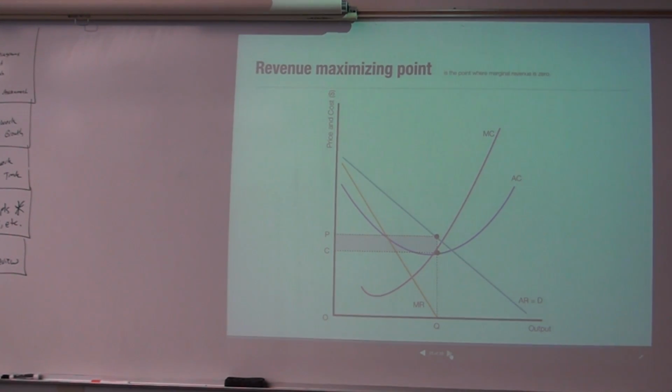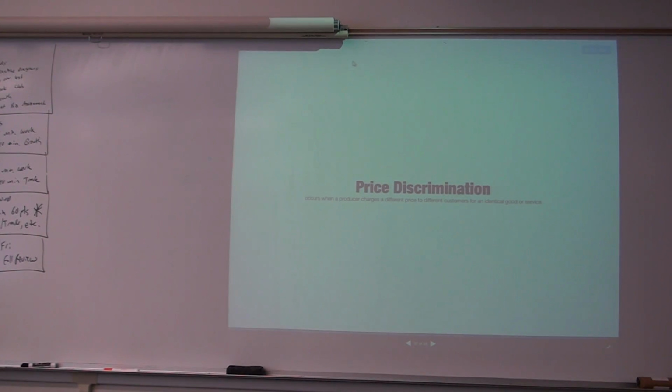The revenue maximizing point: if you ever get a question on where you should set quantity to maximize revenue, maximizing revenue is not profit. It's where marginal revenue equals zero. The sales maximizing point is where your average cost is going to equal your demand curve, and that is a situation here. That's just simple supply and demand. Price discrimination can occur when you can charge different prices for different things.